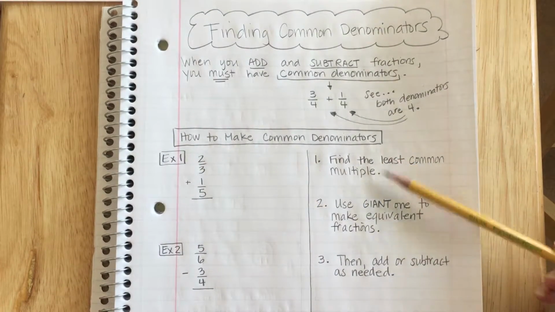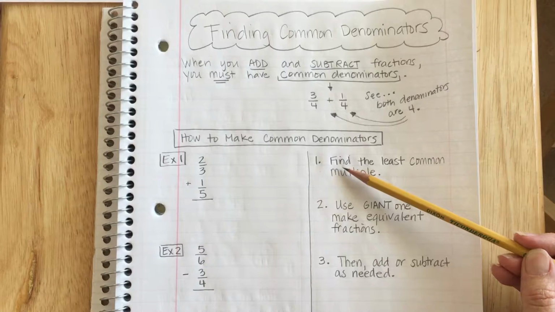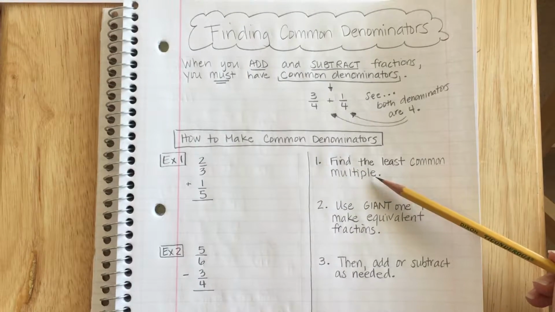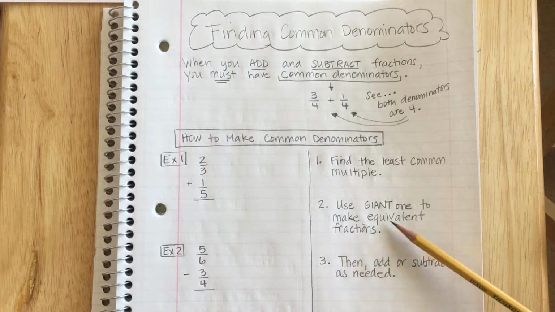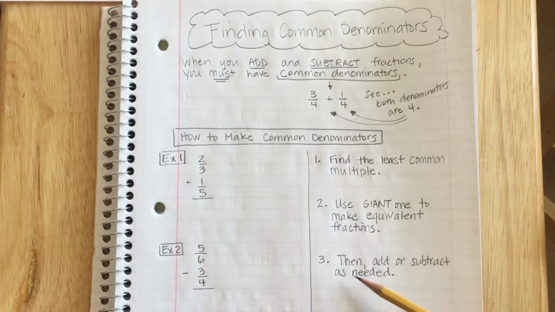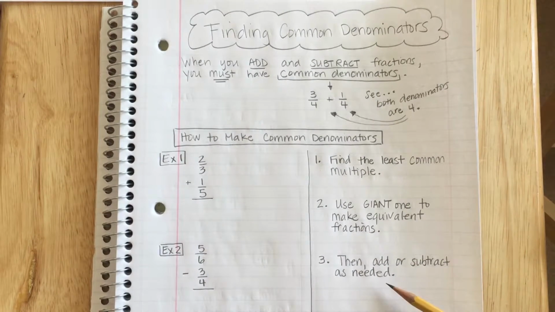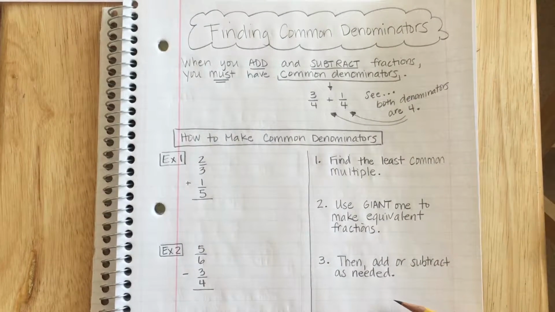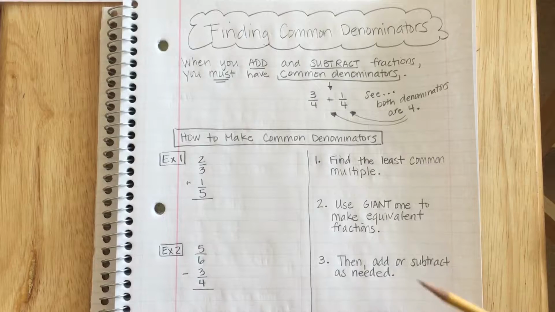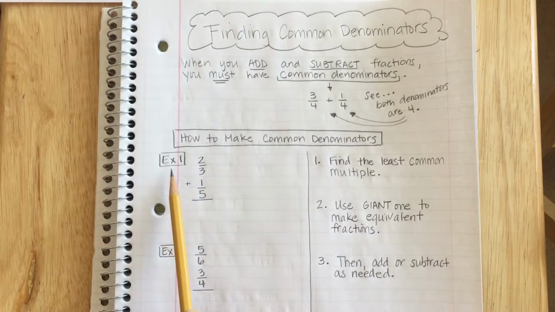Now over here are our steps. The first thing that I will do is find the least common multiple, and I'll show you how to do that. Then we're going to use giant 1 to make equivalent fractions, and then we will add or subtract as needed. If you need to, pause the video to fill in your notes, and then you can press play again. Let's go ahead and start with example 1.